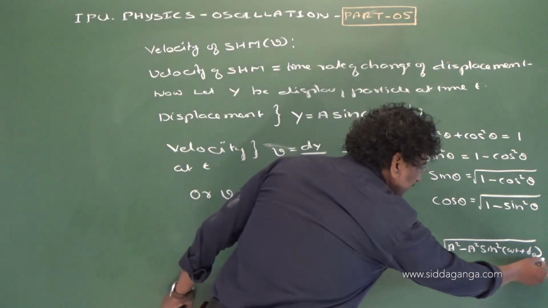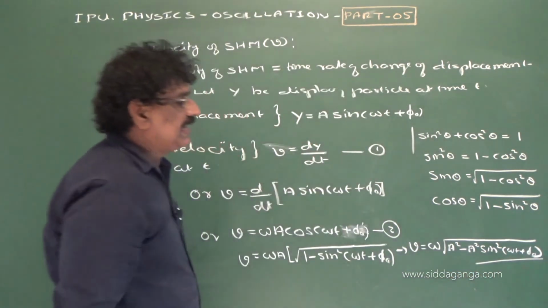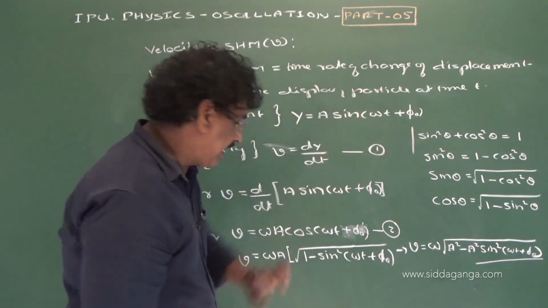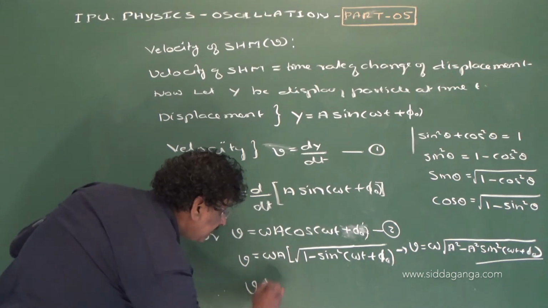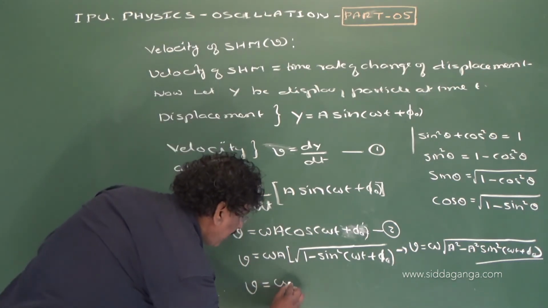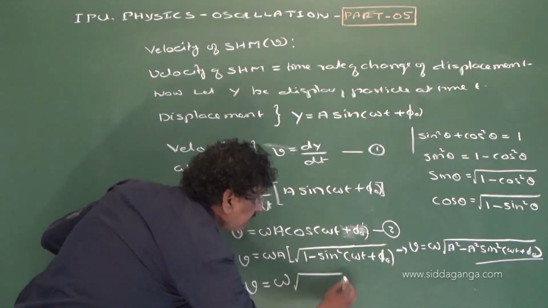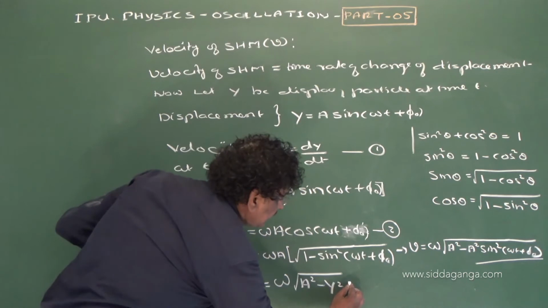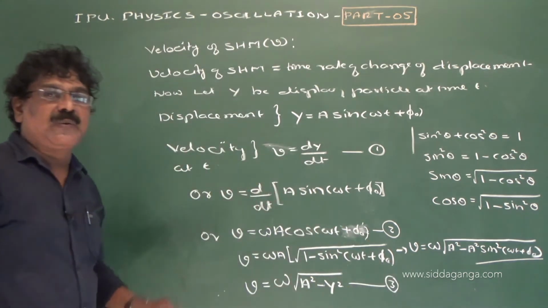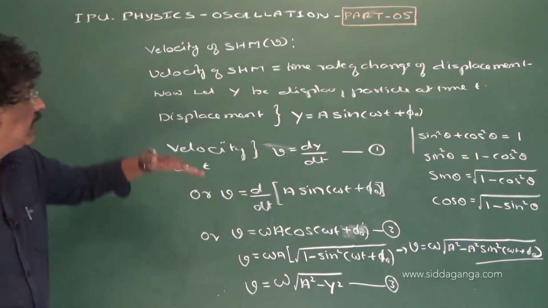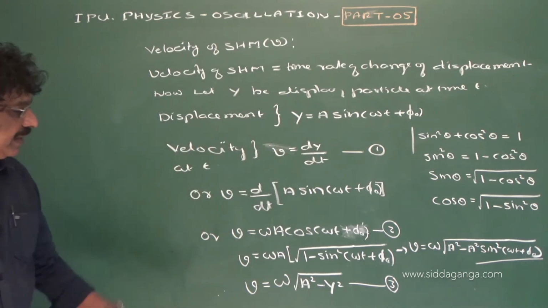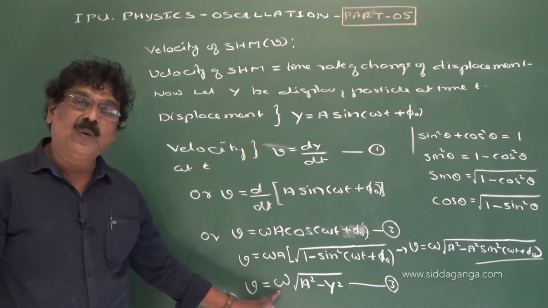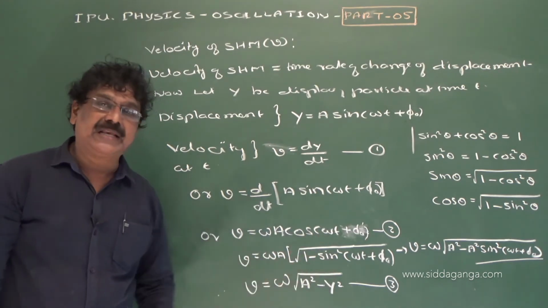But what is this? A square sin square omega t plus phi naught, because we have y. So y square is equal to a square sin square omega t plus phi naught. Therefore, v is equal to omega into square root of a square minus y square. This is equation number 3. So we have 3 equations for velocity: v is equal to dy by dt, v is equal to omega a cos omega t plus phi naught, and v is equal to omega into square root of a square minus y square.